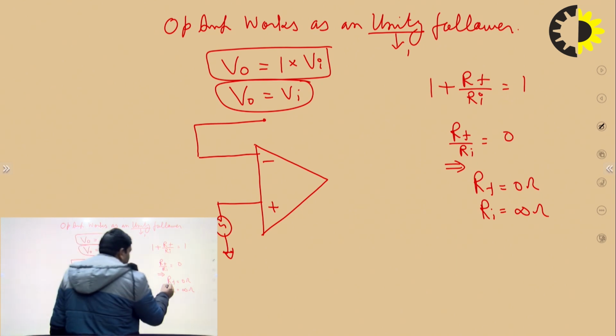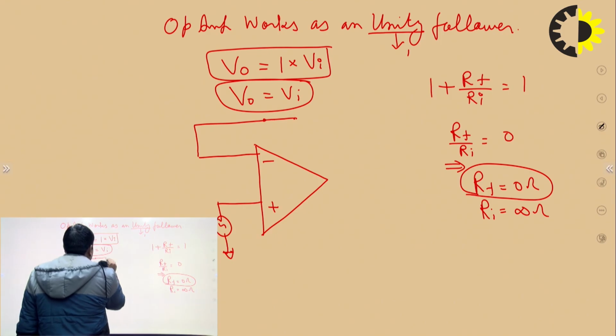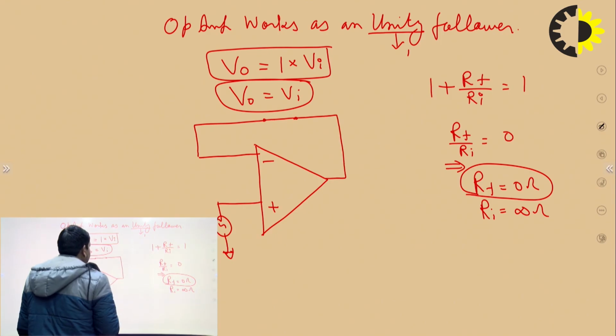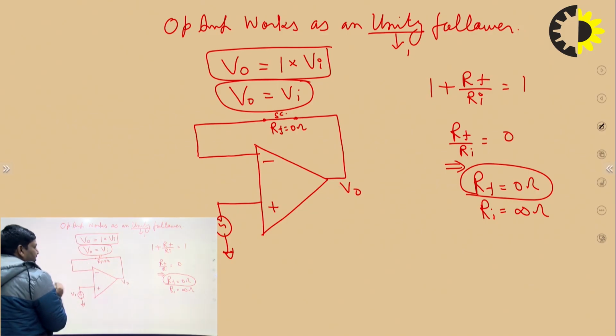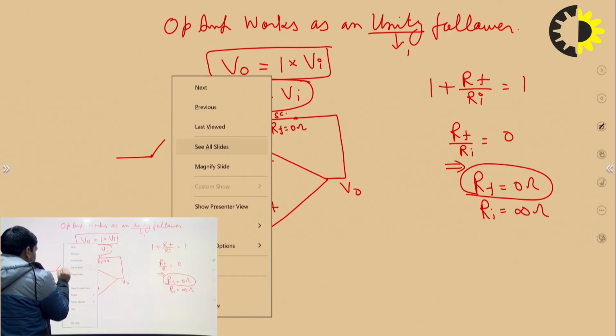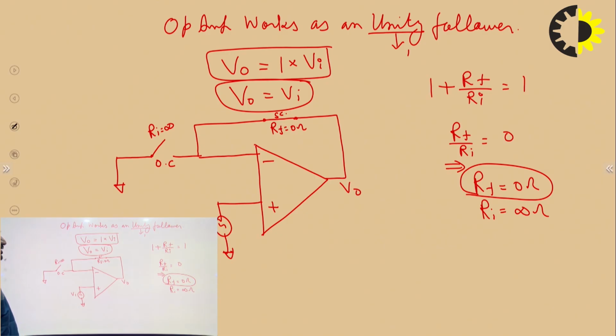What is the meaning of the feedback resistance being 0 ohm? That means it is a short circuit. Any resistance of 0 ohm means a short circuit. So the feedback resistance is 0 ohm, which means a short circuit, and this is V0. The input resistance is infinite. What is the meaning of this? Infinite is open. So Ri should be infinity, or we can say this is an open circuit. So by using the non-inverting amplifier, we make the Op-Amp work as a unity follower.